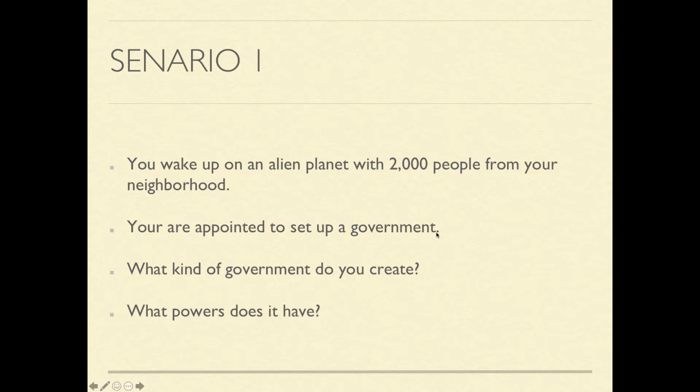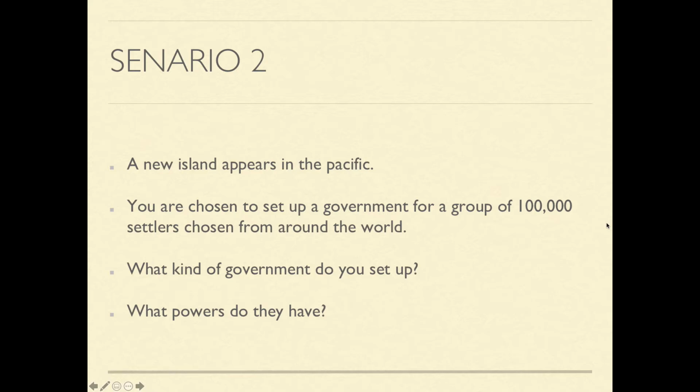So let's move on to scenario 2. So we're no longer on our alien planet. This time, a new island has appeared in the Pacific Ocean, and it's a big island. The United Nations has decided that they are going to pick 100,000 people from around the world, and they are going to settle them on this island as a new universal country. And they decide, hey, you did really well in that government class. You're in charge. What kind of government should you set up, and why? So go ahead, pause, take a couple of minutes.